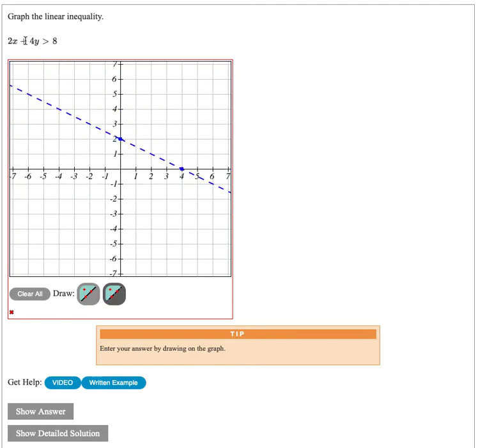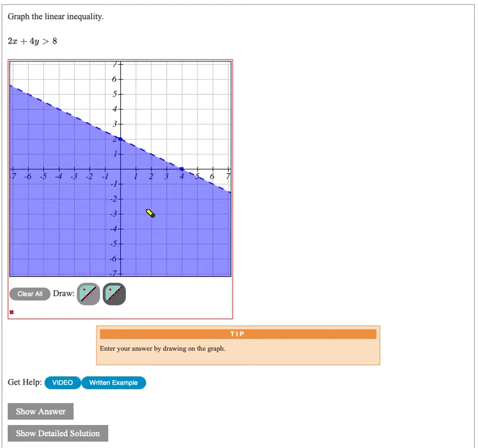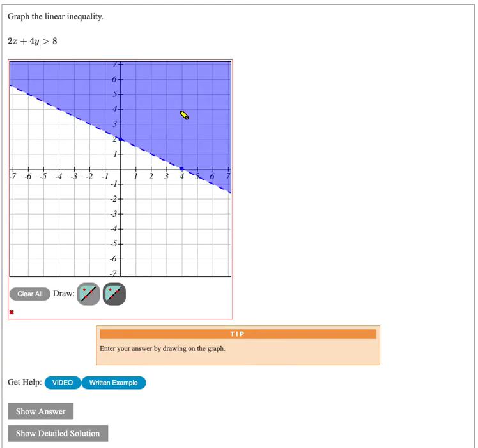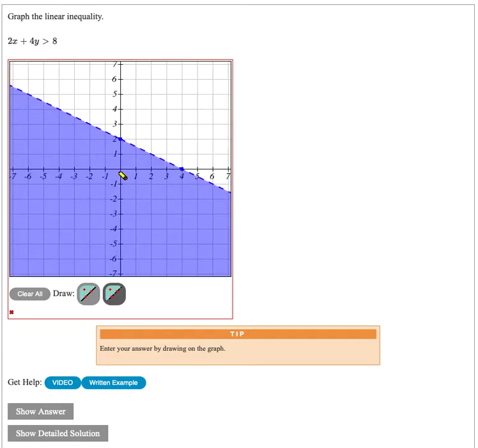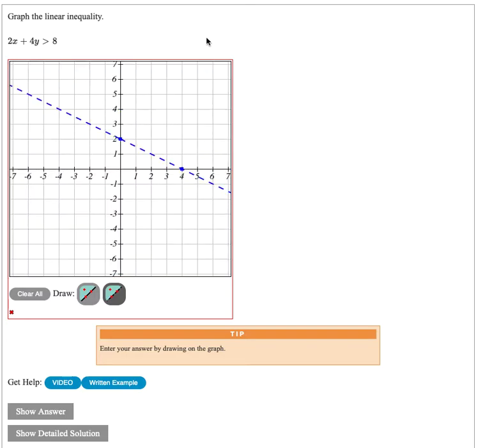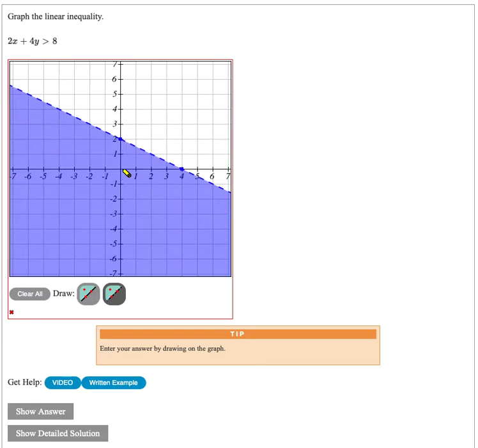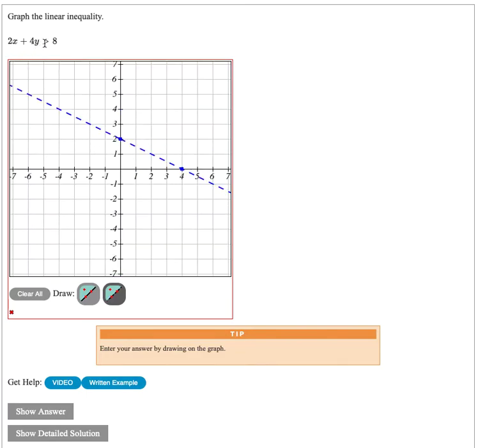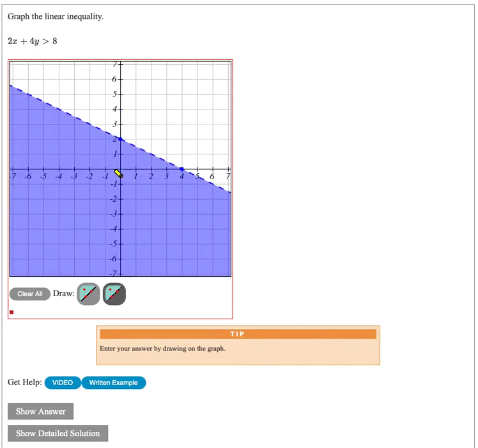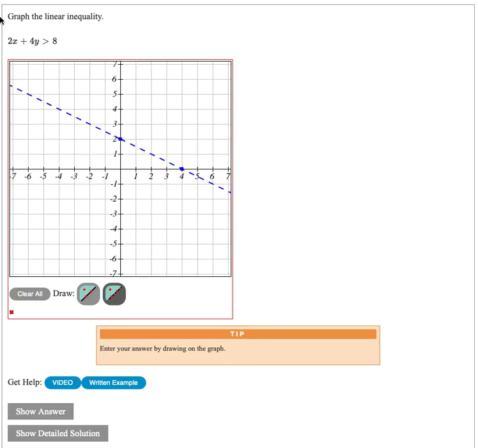So then we're trying to figure out which side to shade. So when we're in standard form, looking at it and knowing based on something above or something below is not clear. And so what I suggest is you just do a test point, because either this side will work or that side will work. So I always test 0, 0 because it's super easy. 0 plus 0 is greater than 8. If that's true, I shade this side. If it's false, I shade that side.